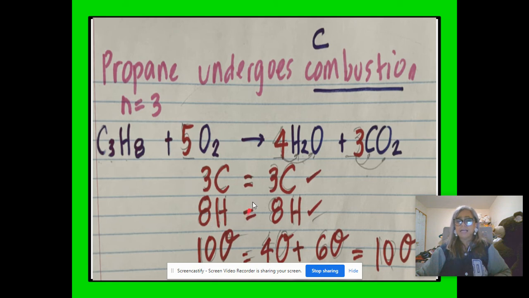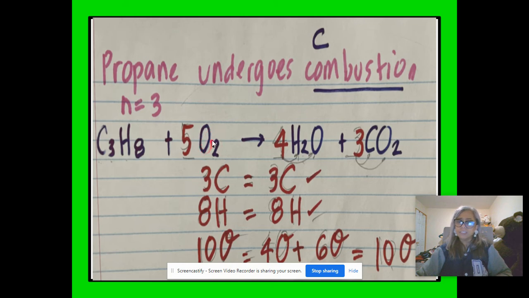How about on the right side? Initially, you did not have the 4 here, right? So how would I make it 8? Think of a number that when multiplied by 2 will give me an 8. Obviously, that would be a 4. So 4 times 2 equals 8. So 8H on the left, 8H on the right side. So hydrogen, balanced. Now, oxygen.